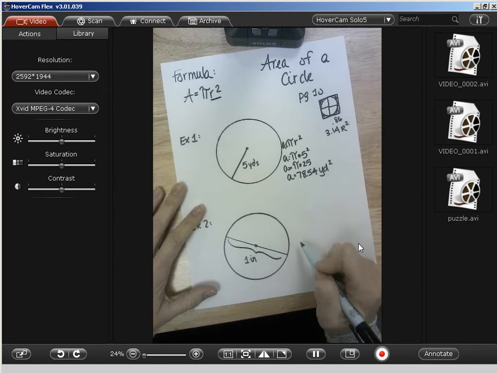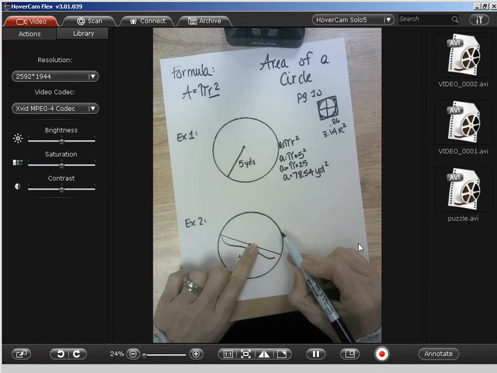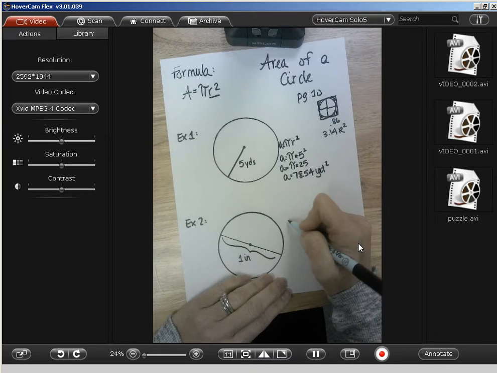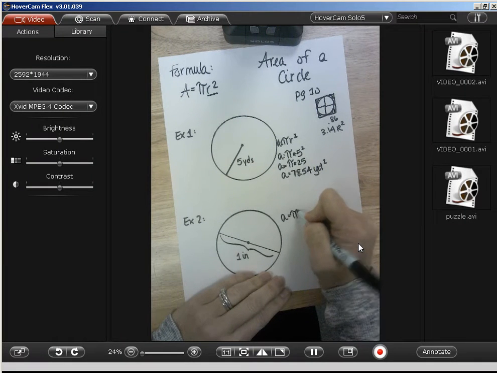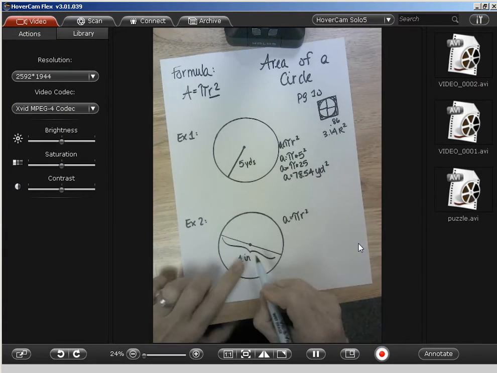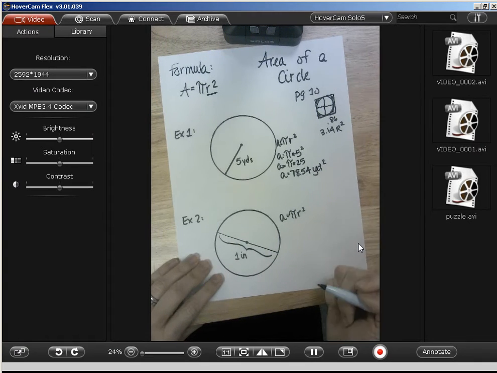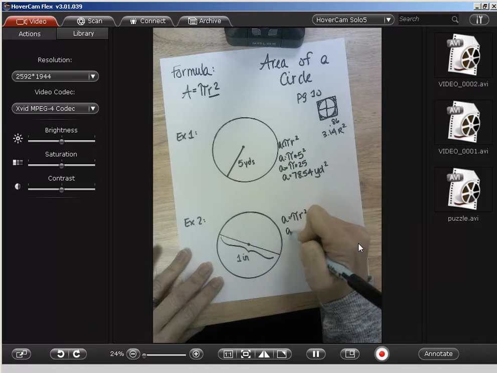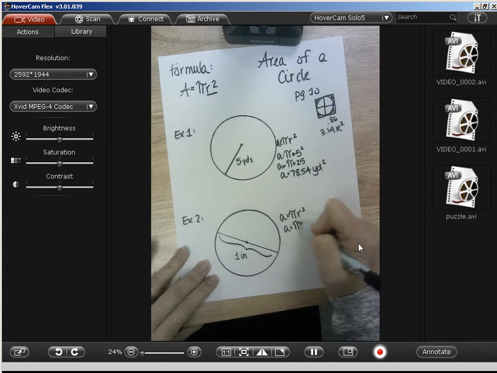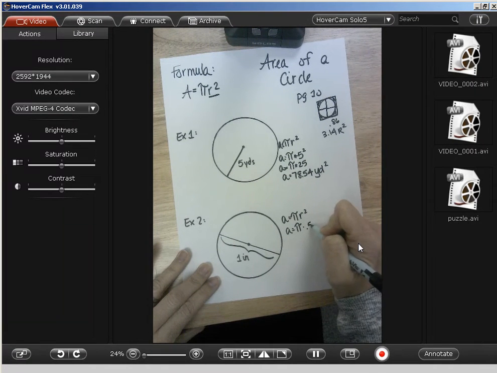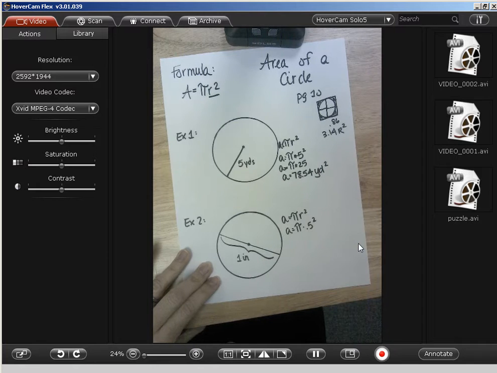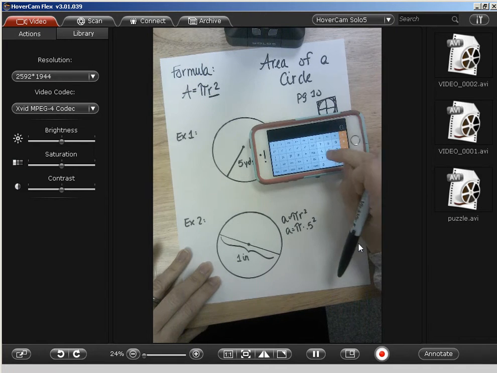Okay, next example. We'll come down here and we have a diameter, right? Because it goes all the way across. But my area formula has me use radius. So if it's 1 all the way across, that means that my radius is 0.5. So I'm going to substitute that in. Pi times 0.5 squared. I'm going to do that in my calculator.